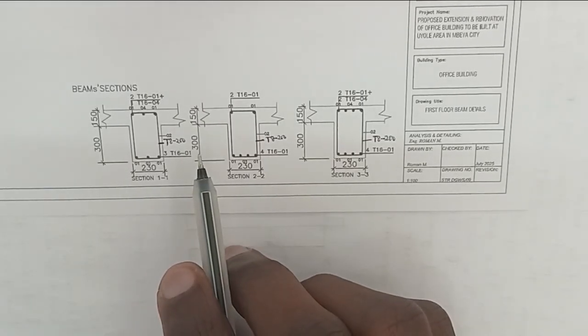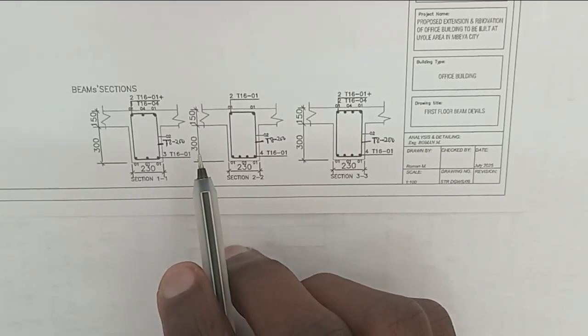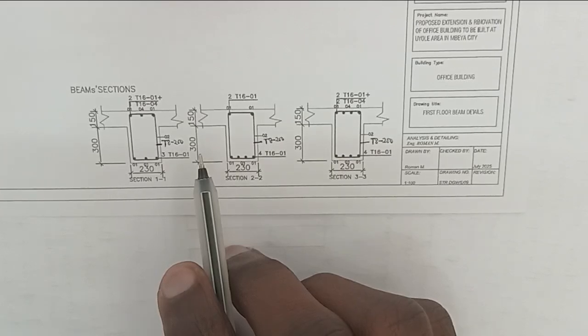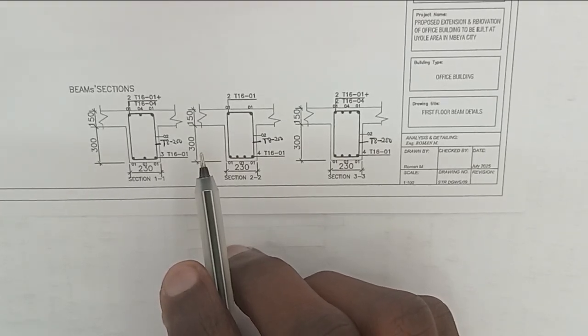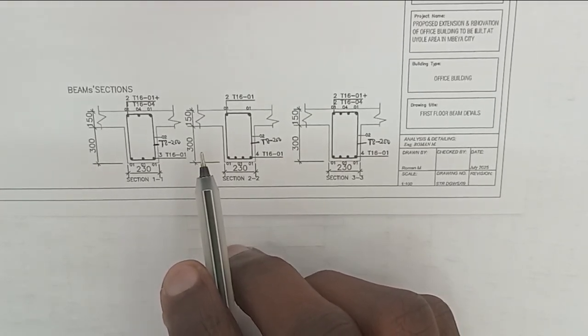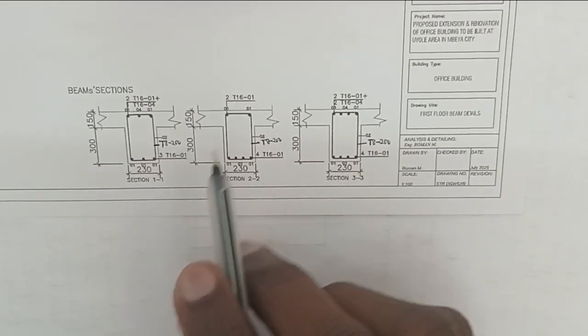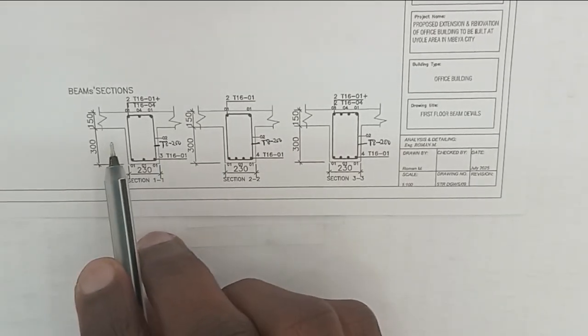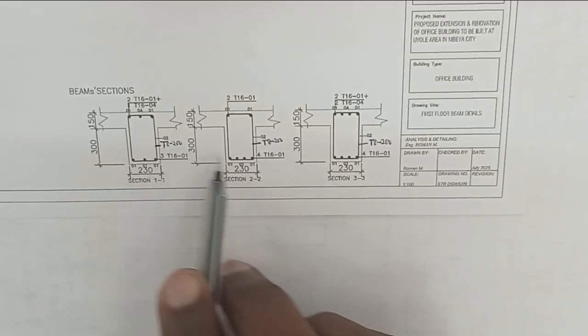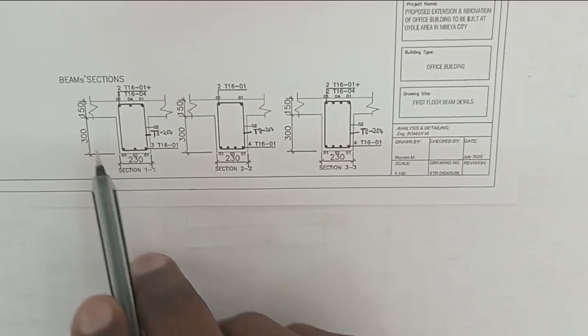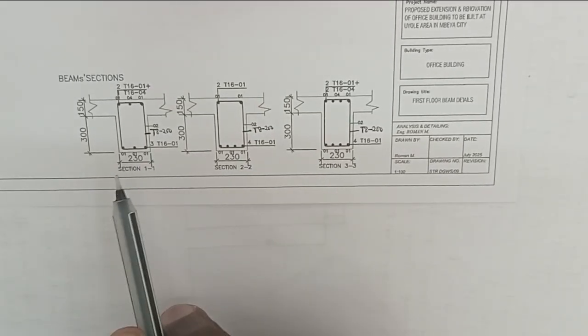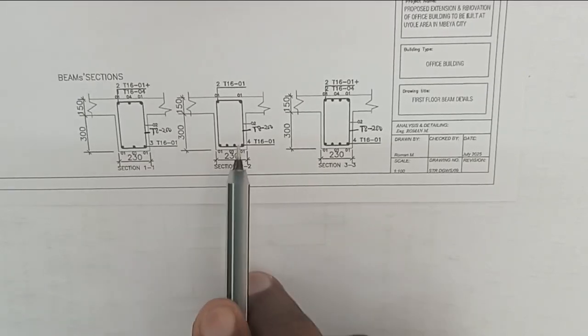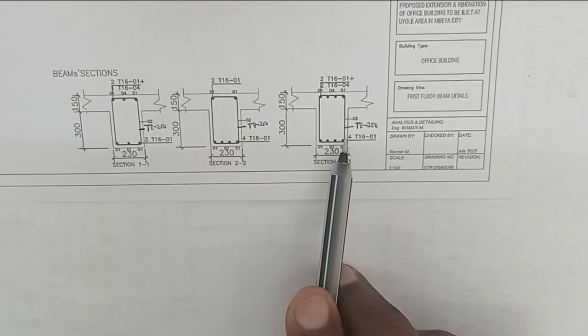In this video, we'll be learning how to read the beam section for a structural drawing. As a civil engineer, it is very important to know and understand how to read the structural drawing before construction work starts. Now, first of all, let's check how to read this beam section for a structural drawing. This structural drawing has a series of sections: section 1-1, section 2-2, and section 3-3.